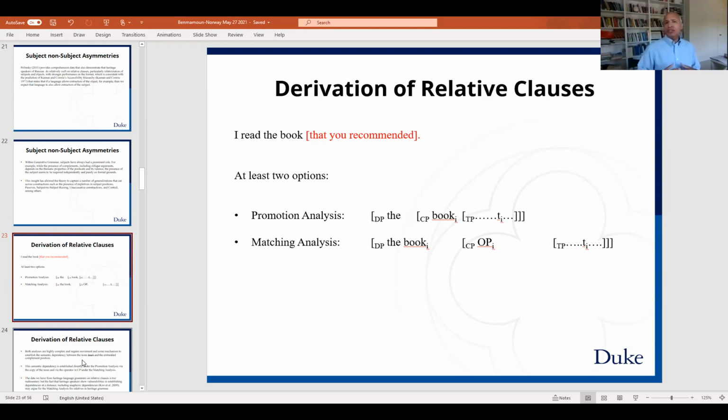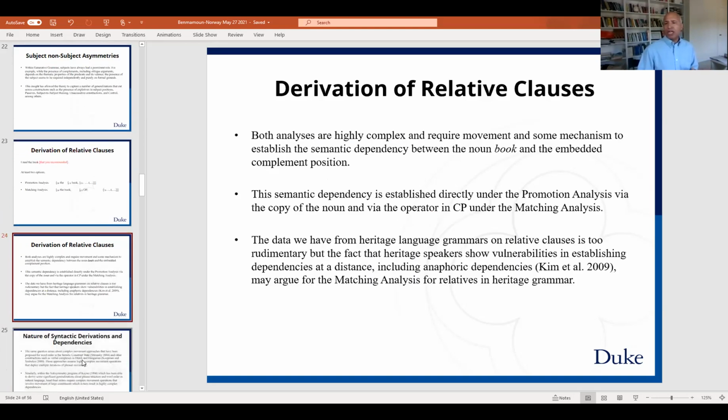So I thought, okay, can heritage languages tell us something about this debate within the minimalist program about the proper analysis for relative clauses, or at least the analysis that may be closer to what we find in various languages. And there are different arguments for the promotion analysis, including idiomatic expressions and things like that.